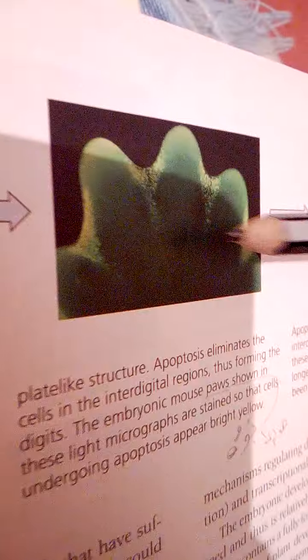The embryonic mouse paw shown in these light micrographs is stained so that cells undergoing apoptosis appear bright yellow. Notice that. Apoptosis of cells begins at the margin of each interdigital region, because as the tissue in these regions is reduced, the middle is no longer visible when the interdigital tissue has been eliminated.